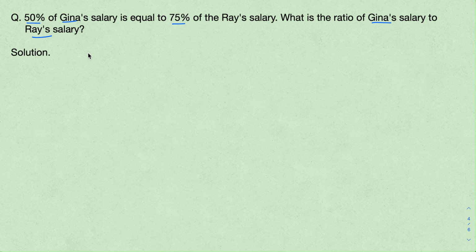Okay, so the first thing we should do is convert the percentage into the fraction first, so that it will be easier to handle the problem. Let's do that first. So let's find out what will be 50% of Gina's salary in terms of fraction. How do we convert the percentage into fraction? Just divide the percentage by 100. And then of course let's simplify it. If you simplify it, you will get 1 by 2. Divide both numerator and denominator by 50, right?